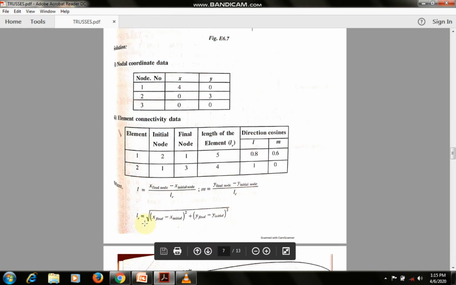And I will be finding the length of the element by using this formula: root of (x final minus x initial) the whole square plus (y final minus y initial) the whole square. Now I will be telling you how. For the first element, I'll be considering these two particular nodes here. Now this is my final and this is my initial.